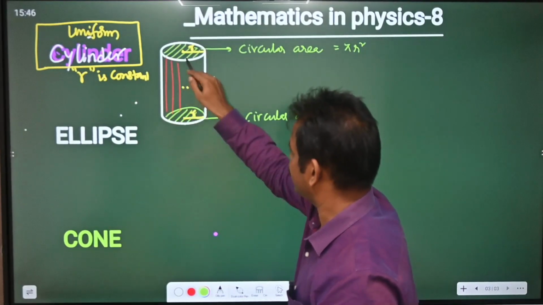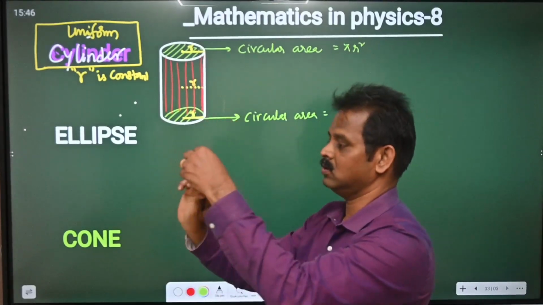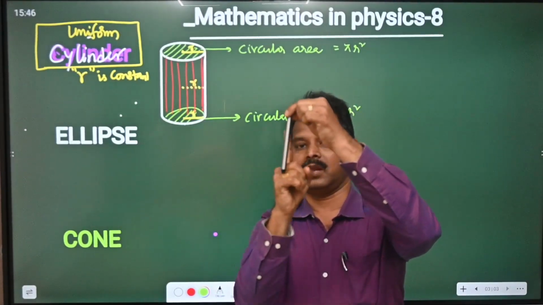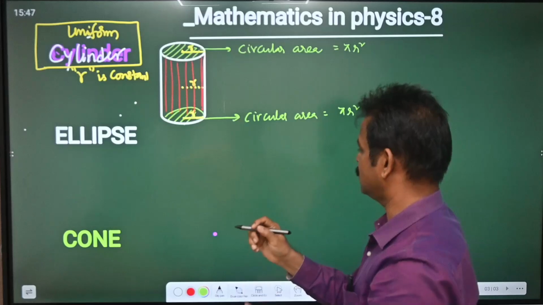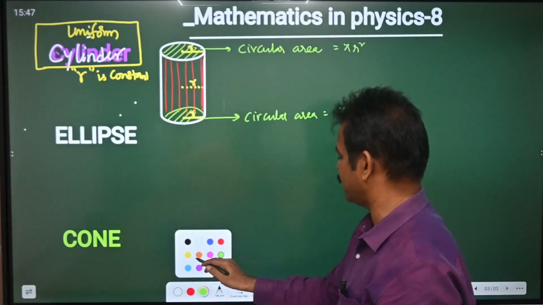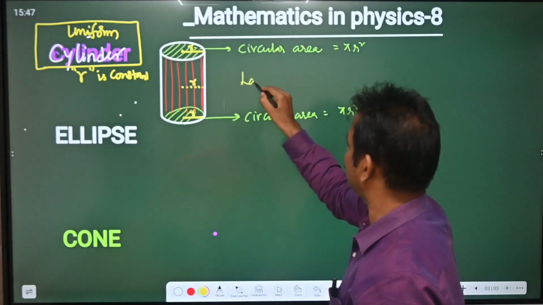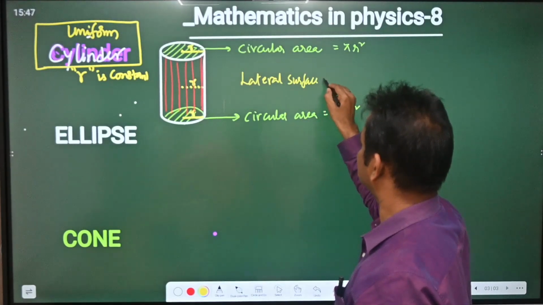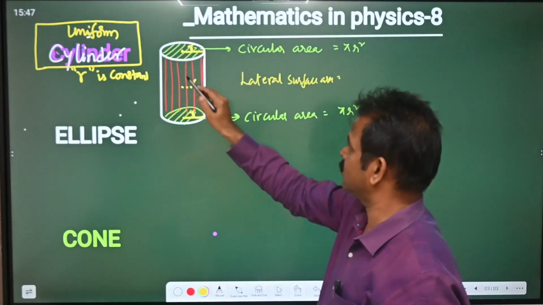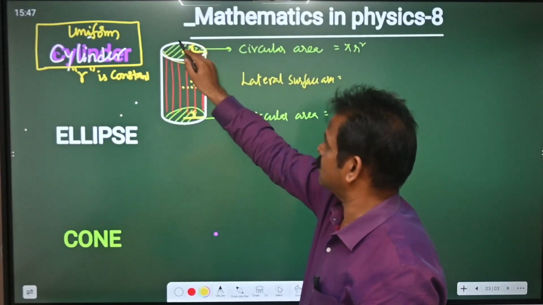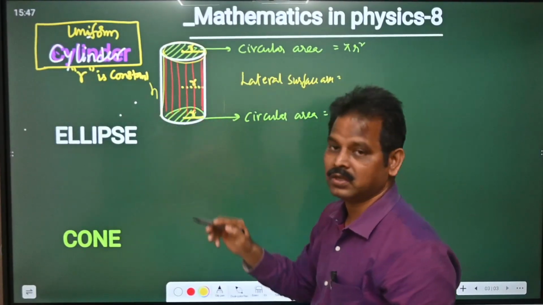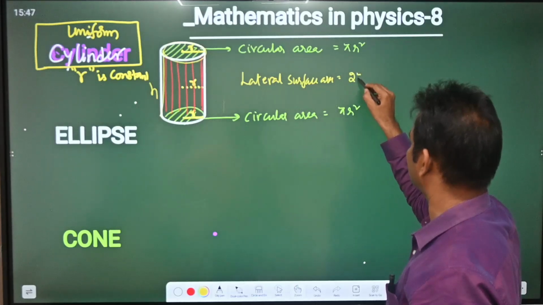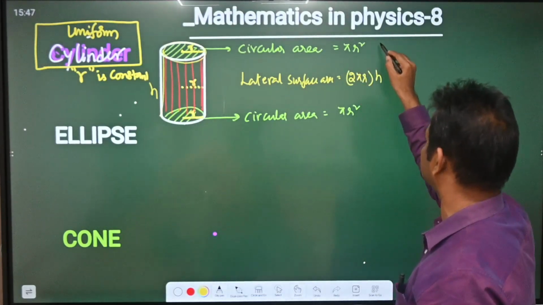And the next area is this one, which is the lateral surface area. If you take this pen, this is called a lateral surface area. The lateral surface area is given by the circumference 2 pi r times the height h. So we can write it as 2 pi r into h.